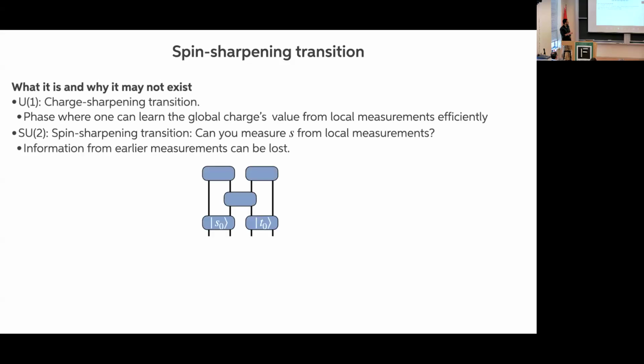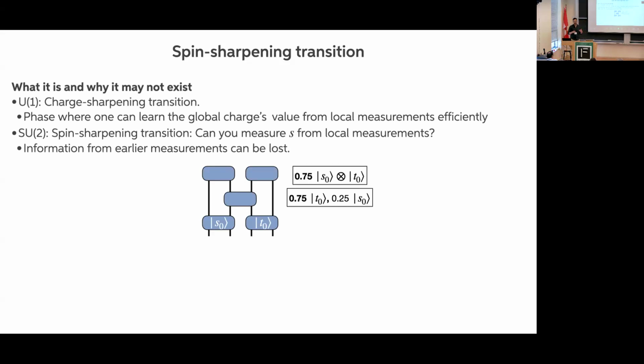Okay, I don't have time for spin sharpening, but let me just broadly say what it is. Imagine I'm running through my circuit, and right now I'm in this extreme case of measurement-only dynamics. I do a measurement, I measure a singlet and a triplet. I then go to the next stage, and at the next level of measurements, I could measure a triplet with one probability and a singlet with another. Probabilities are here.